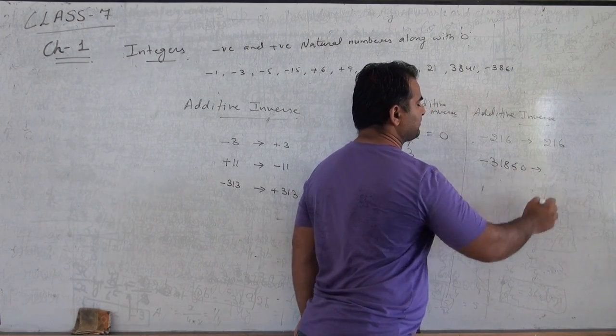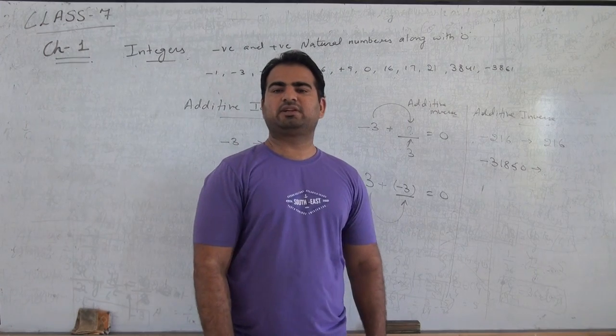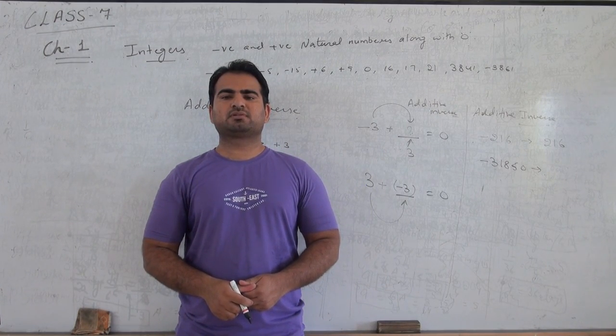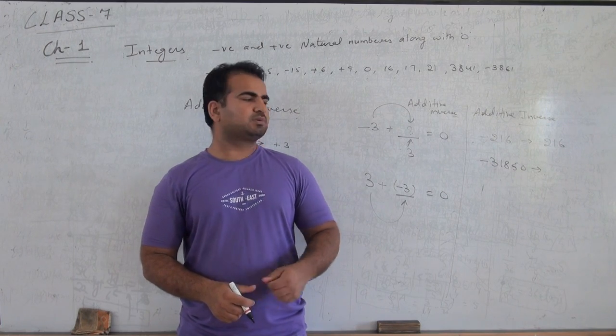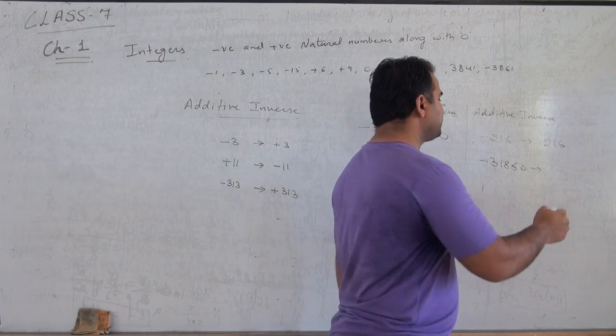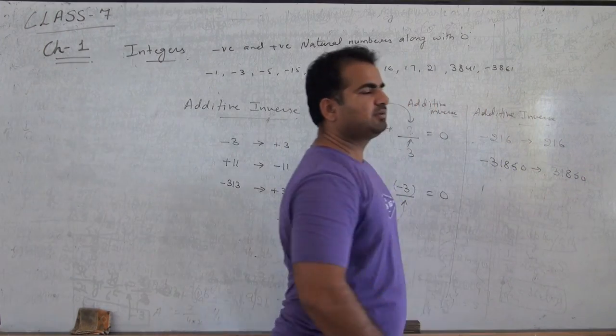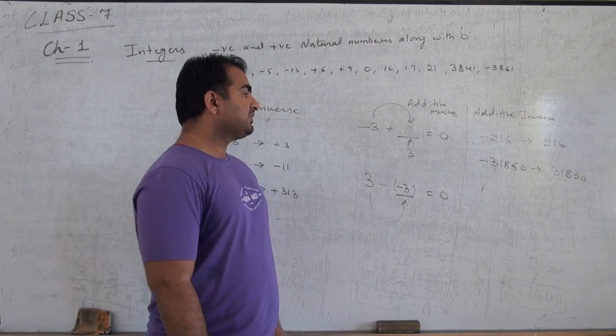What is the additive inverse of minus 31850? What will be the answer? The answer will be positive 31850.